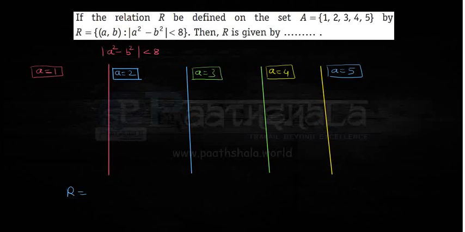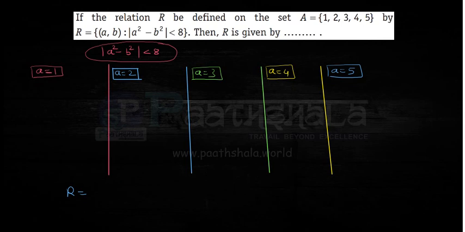We are given the set A, that is {1, 2, 3, 4, 5}, and the relation R, which is defined as R equals the ordered pairs (a, b) such that the absolute difference, that is mod of a squared minus b squared, is less than 8. So this is the absolute difference of their squares, that is of the ordered pairs' squares. So this is the condition for which the relation is defined.